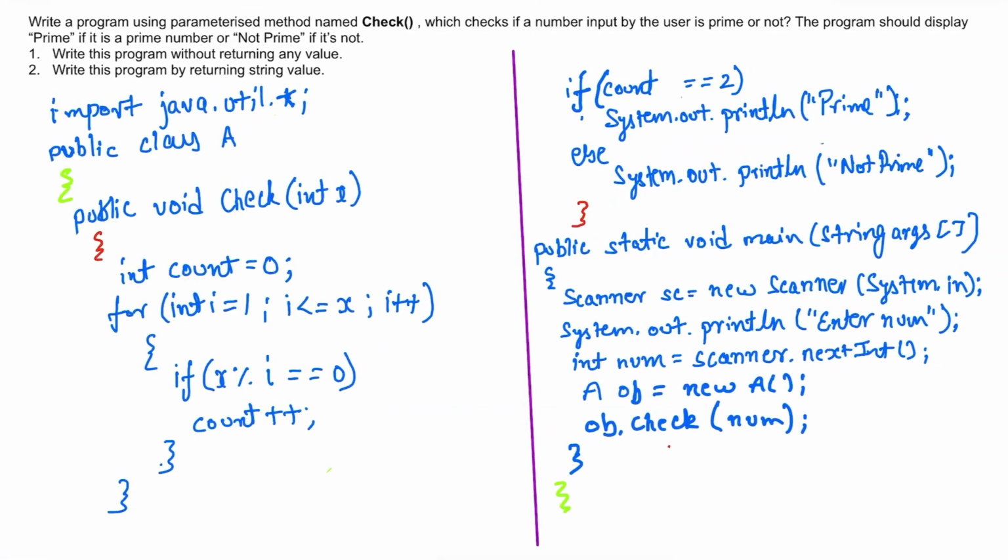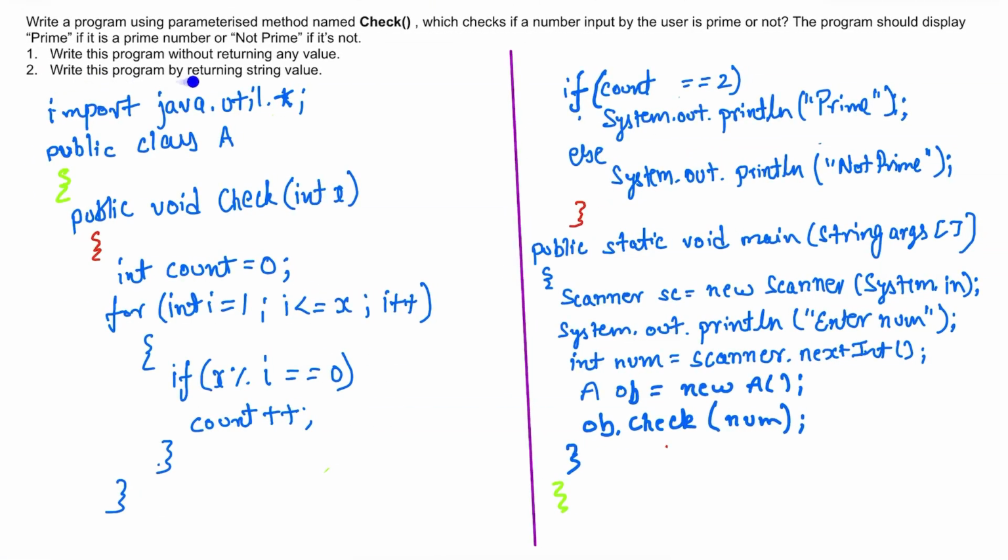So everyone, let's look at the second part. The second part is returning: write this program by returning a string value. By this we'll understand. I've kept the answer to part 1 still here, because I want you to know how this will change as we get to the second program. That way our understanding will be much better. That is why I have not erased this.